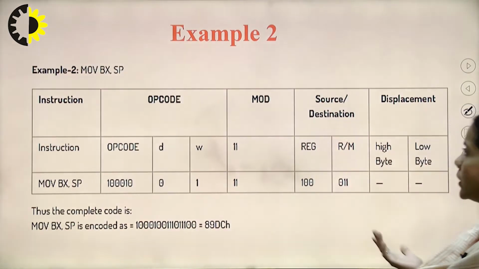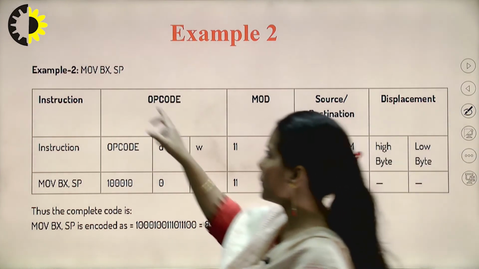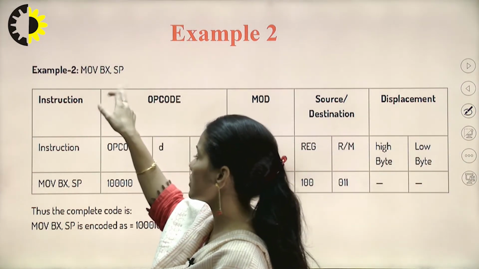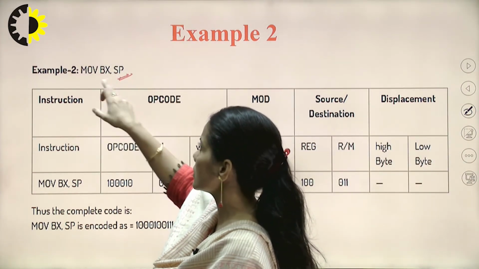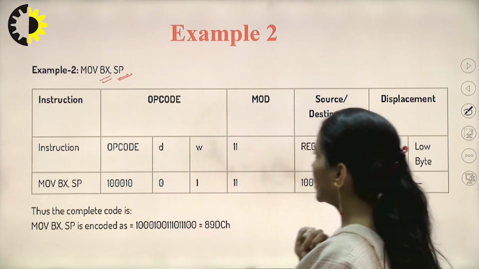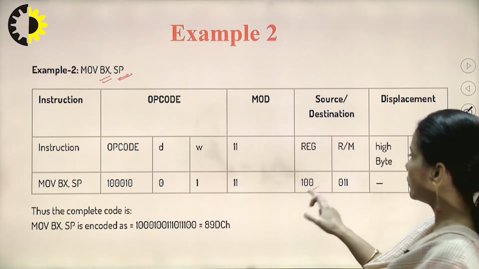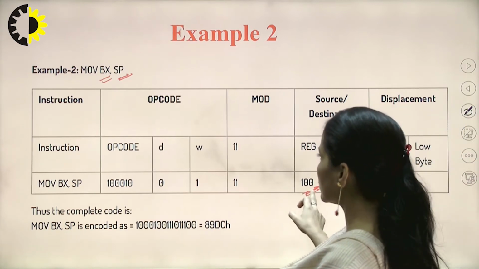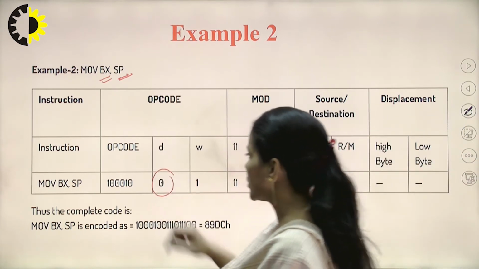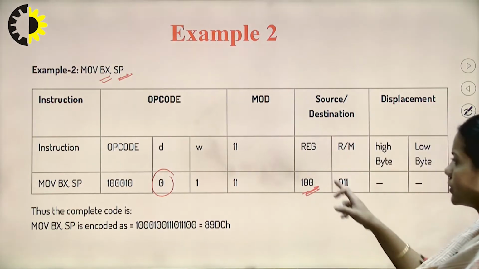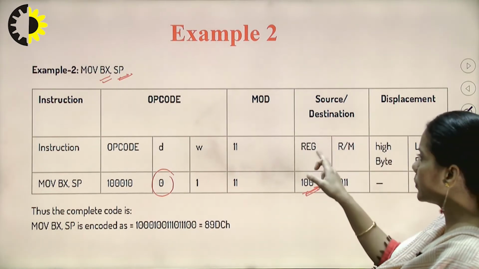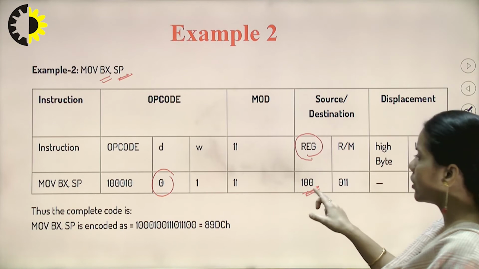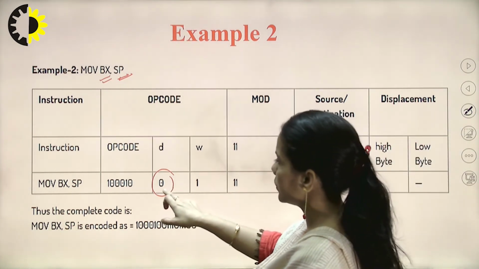Now, again similarly we can have a look at this example. Now, both the registers have been exchanged. Now, this is the source register, this is the destination register. Here we are not changing this 100. Now, this is the source register. So, here the D bit will be changed. The register represented by this field is now the source register. So, here this value will be 0.